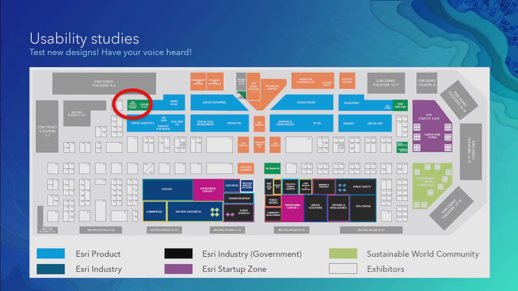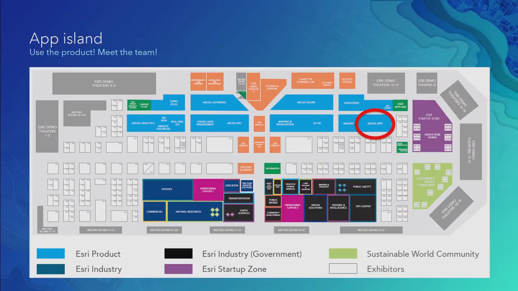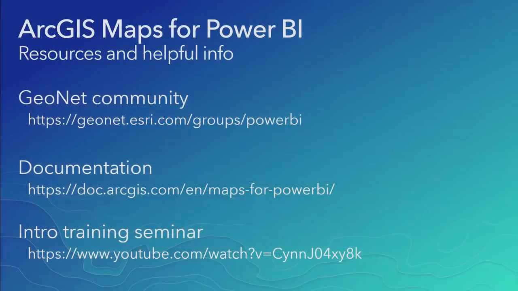If you want to talk to people like DJ that are on the product team, both developers and product engineers, head over to the app island, which is kind of in the back right. It's circled there in red. You can use the product. We have 2 workstations set up with Maps for Power BI, so if you want to either throw your own data at it or just play with some test data that we have, you can do that, or talk to people about the product a little bit more. And you can meet the team, which is sometimes kind of fun.